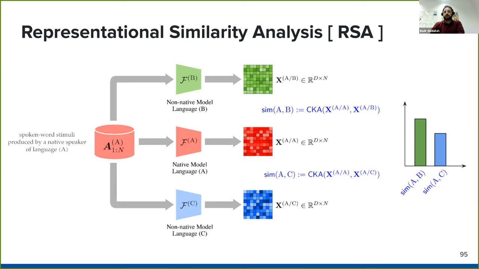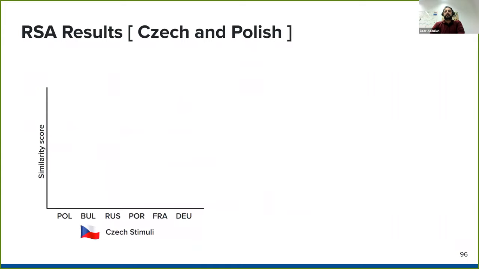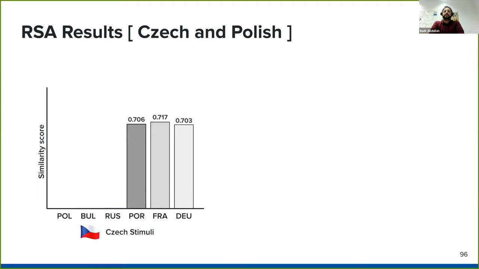And this is the common framework in the RSA research. So here, when we look at the Czech stimuli, we have six different non-native models. We first represent the Czech stimuli by the Czech model, and we get a set of representations, and then we compare them to the representations of the other six models. So for example, for German, we get this similarity score, which by itself doesn't mean much. So we have to compare this to another similarity score by another model. And here for French and Portuguese, we get similarity scores that are not far from the German model, even though it seems that French is more similar to Czech for some reason that we don't know yet.